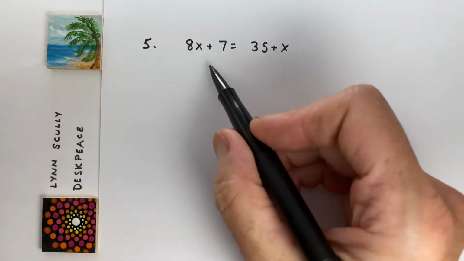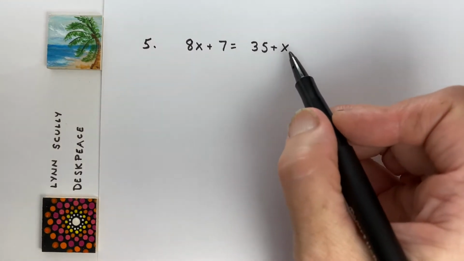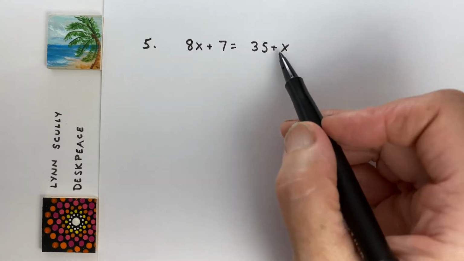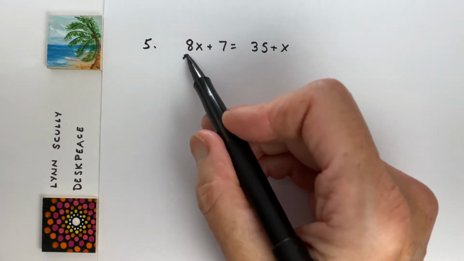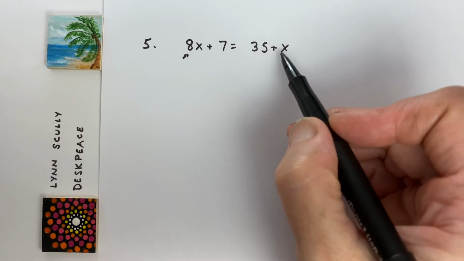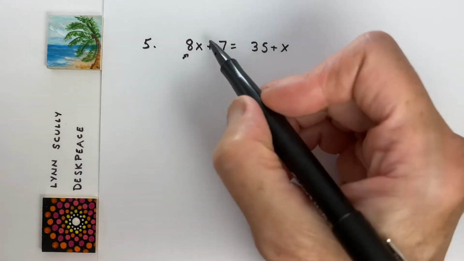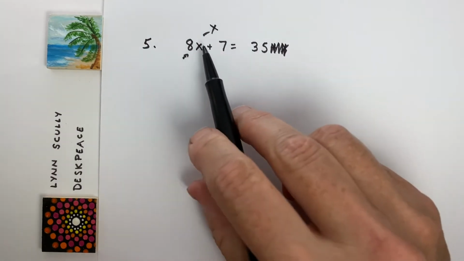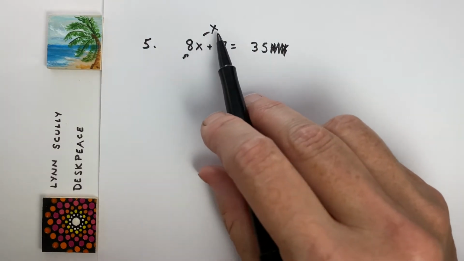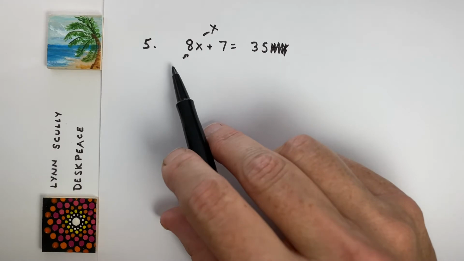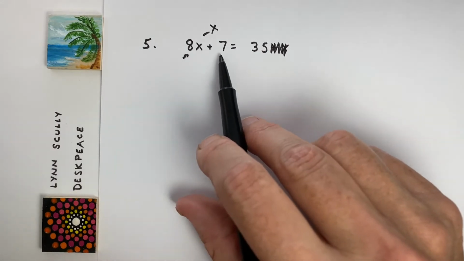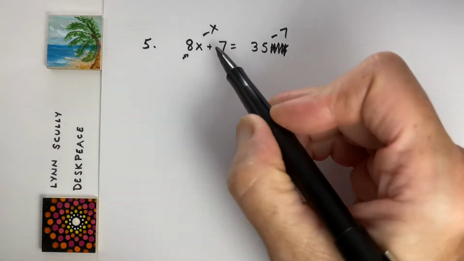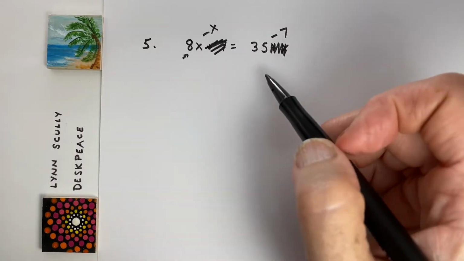Number 5, 8x plus 7 equals 35 plus x. I'm going to choose to get the x's on this side because the 8 is bigger than the 1. So I have 1x here, it's attached by addition. I'll move it by subtraction to the other side of the equal sign. And remember, subtraction always has to follow something. It can't come to the front. And this 7 is attached by addition. Move it by subtraction to the other side of the equal sign.